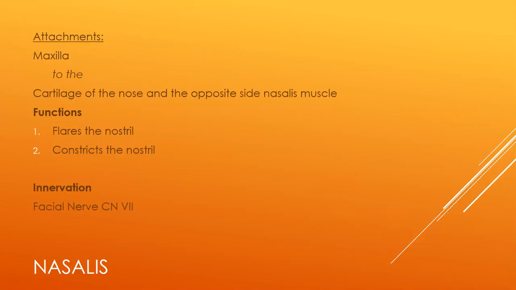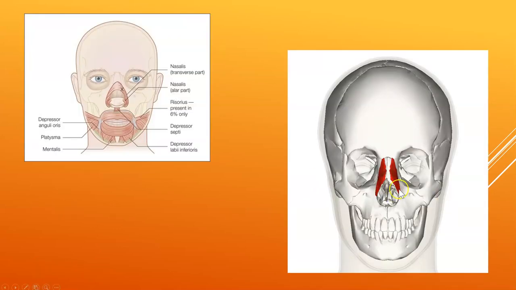The next muscle is nasalis. Its attachments is from the maxilla to the cartilage of the nose and the opposite side nasalis muscle. It flares the nostril or constricts the nostril. Again, innervated by cranial nerve 7, the facial nerve. So we see it here in the diagram. On this diagram, we see it on either side of the nose. We also see it here encircling the nose. So we say it either opens the nares or the holes of the nose or constricts them.